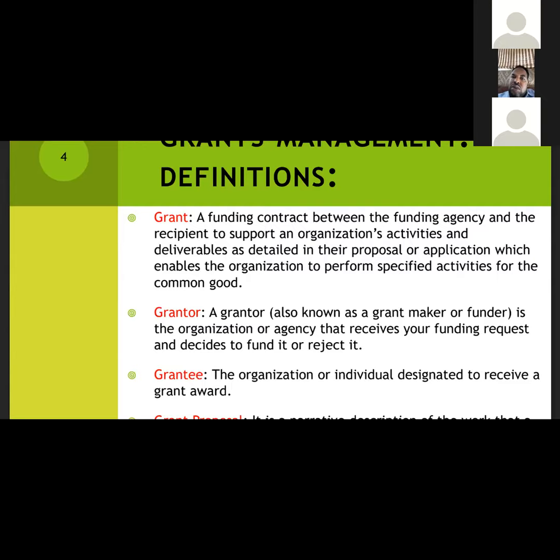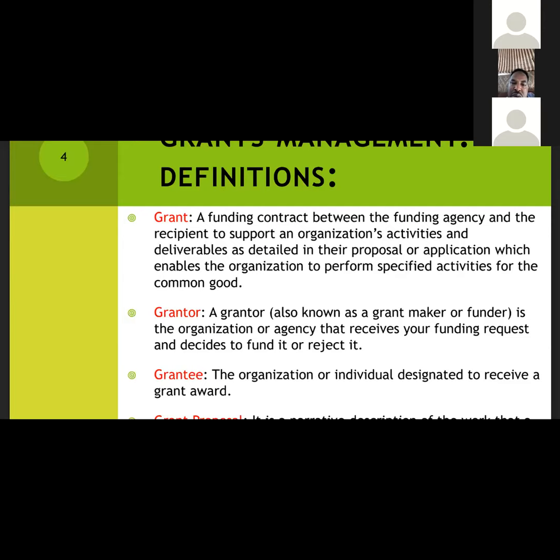So that's what we specifically mean when you talk about a grant. When you talk about a grant, that is specifically what we want to mean. So it's important for us to understand that, so that we understand what exactly grant management involves as much as possible.